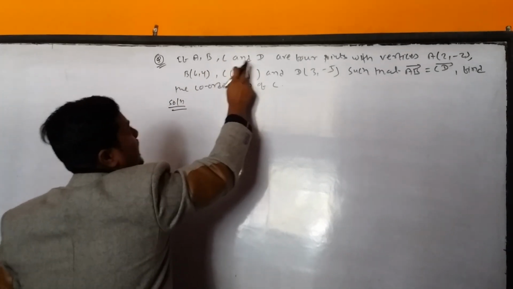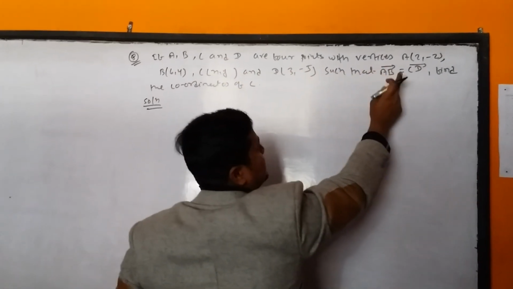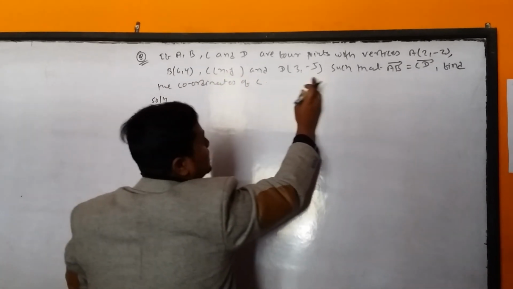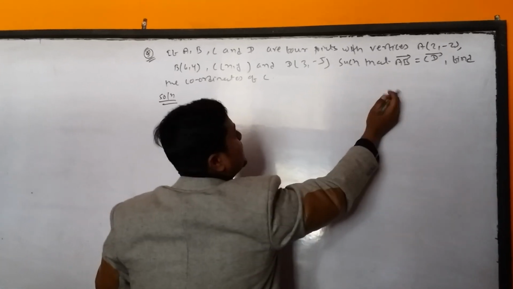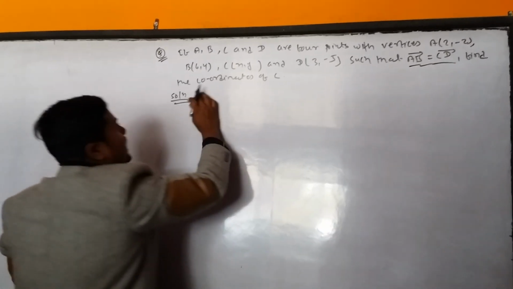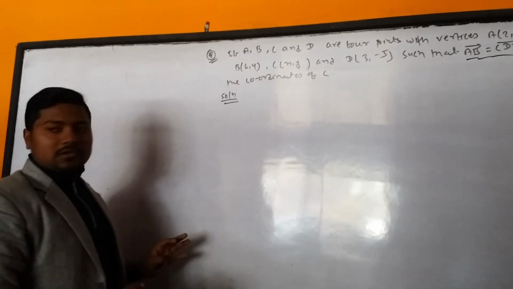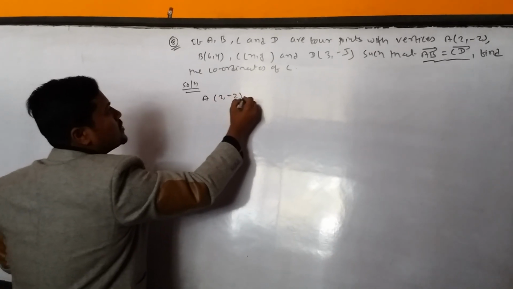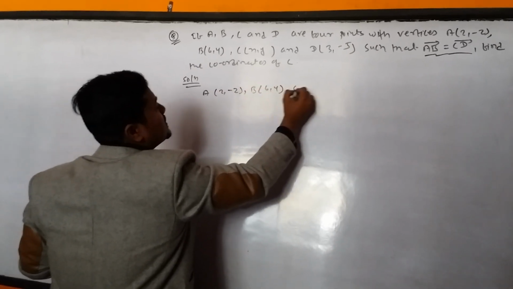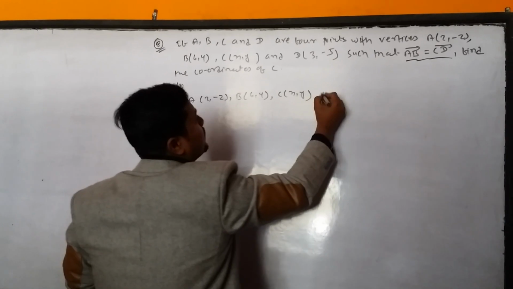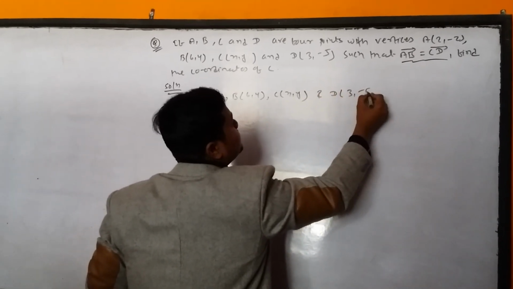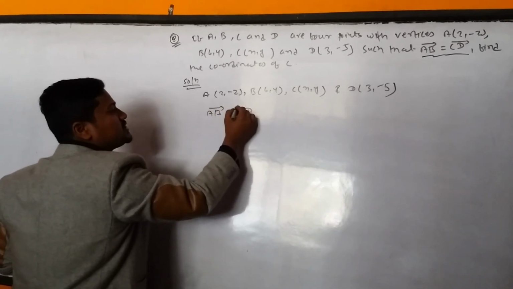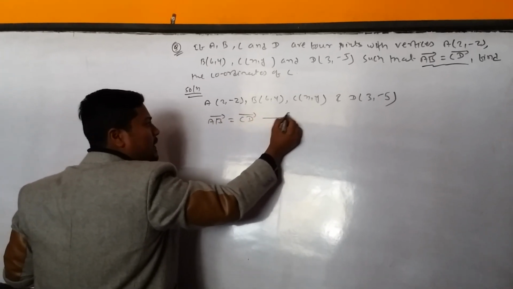So now we have the next question. If A, B, C and D are 4 points with vertices A (2, -2), B (6, 4), C (x, y) and D (3, -5) such that AB vector is equal to CD vector, find the coordinates of C. So first of all, given A (2, -2), B (6, 4), C (x, y) and D (3, -5). We have the given condition AB vector is equal to CD vector.